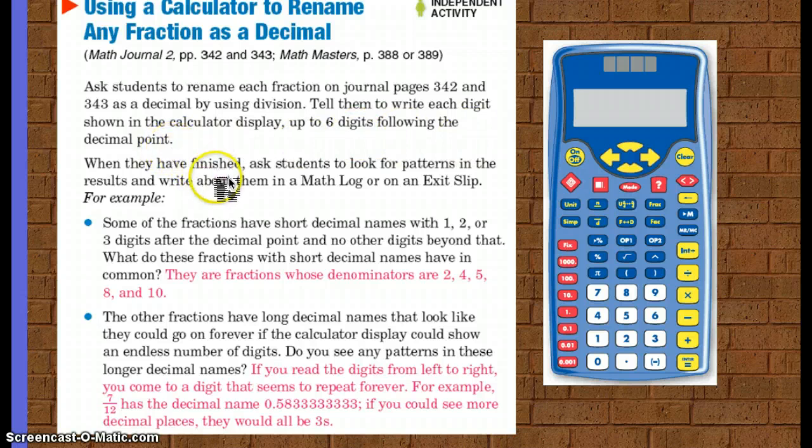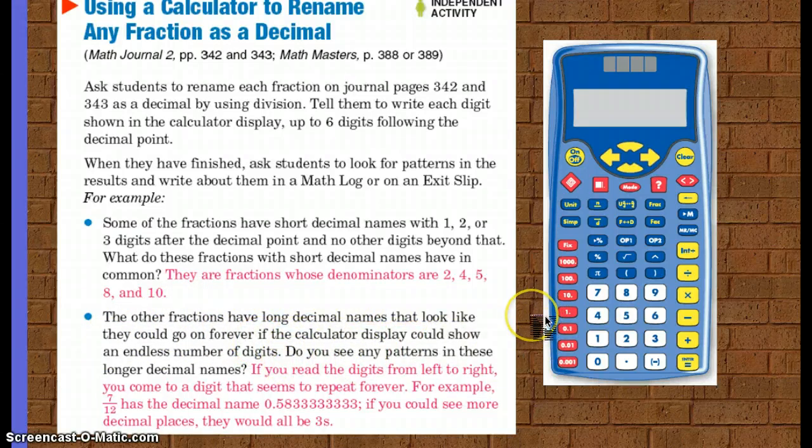When you've finished, ask yourself, what patterns have I noticed? One of the things you may have noticed is that some of the fractions have short decimal names with 1, 2, or 3 digits after the decimal point, and no other digits beyond that. So what do these fractions with short decimal names have in common? They are fractions whose denominators, the number down on the bottom, are a 2, a 4, a 5, an 8, and a 10. The other fractions have long decimal names, and they look like they could go on forever if the calculator display could show an endless number of digits.